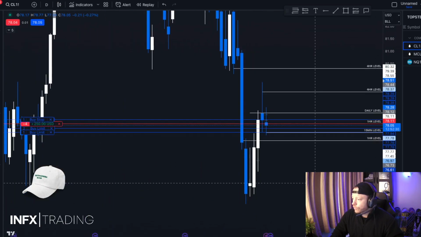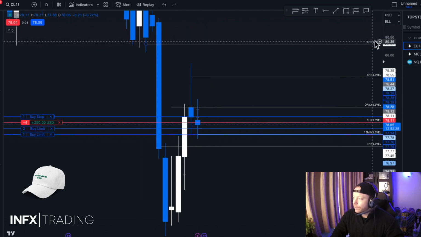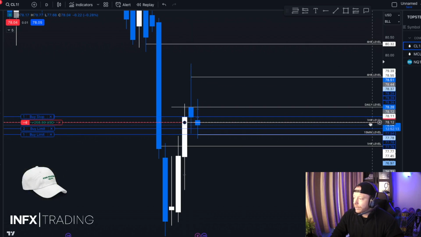So first off, we're going to draw in our levels. Now I've drawn in some levels today already. We've got a 4-hour level up here, a 4-hour level here. We actually got a daily level up here as well, and a daily level here. Obviously this is yesterday's level which was created, and you can see there was resistance here. Then we have a 1-hour level, a 15-minute level, and a 1-hour level. Now we're going to be looking at this 1-hour and 15-minute level mostly.